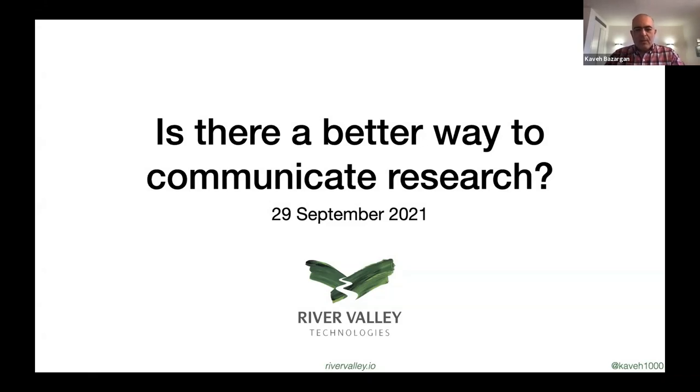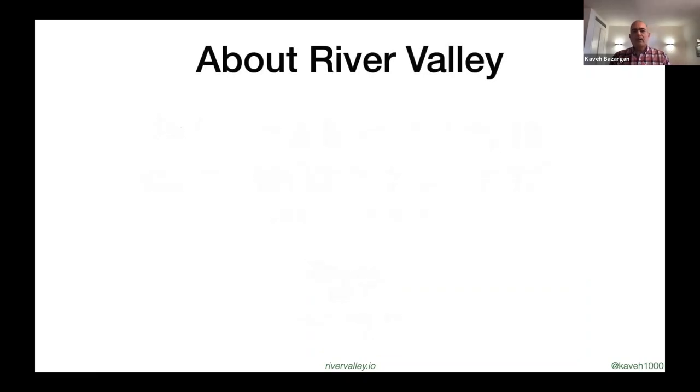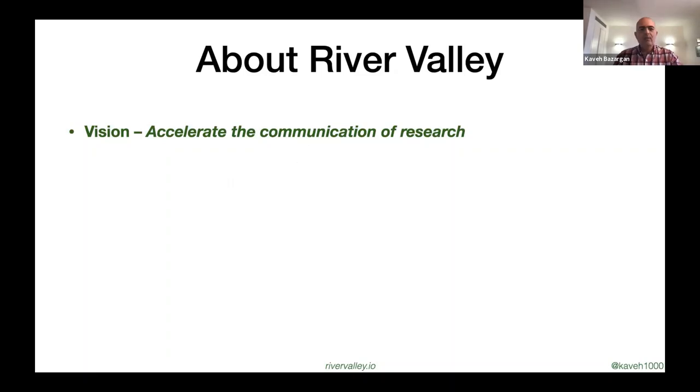So yes, is there a better way to communicate research? Very briefly about River Valley, our vision is to accelerate the communication of research. And that really is exactly what we're talking about today. How to accelerate the communication of research, whether it's by publication, by talking in a pub, writing something, shouting in the town square, whatever.